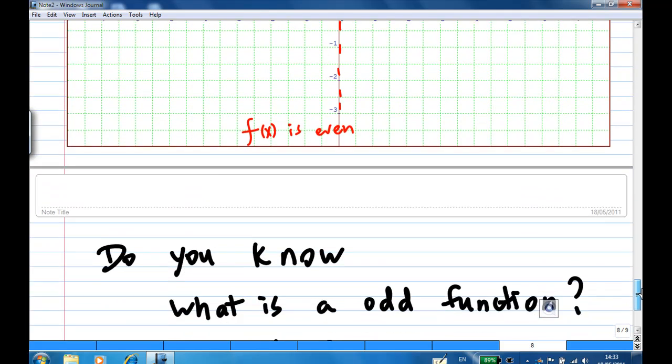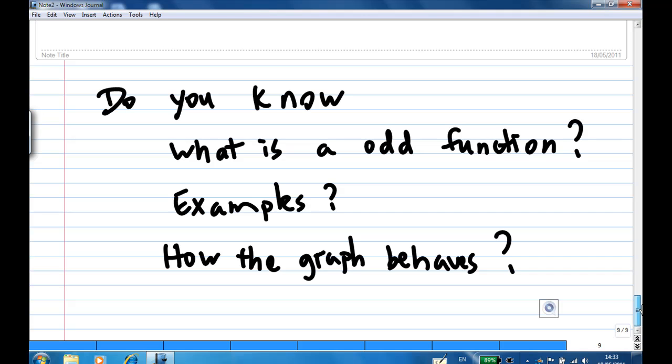But something to take away. Do you know what is an odd function? What are the examples of odd functions? How does the graph behave? If you are not sure, please refer to your notes or the textbook. That is the end of the recording.